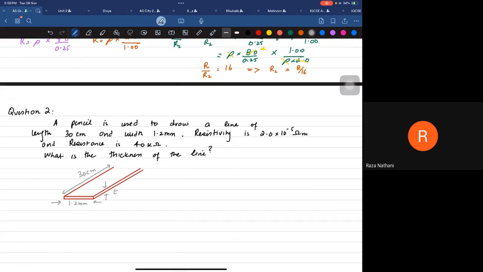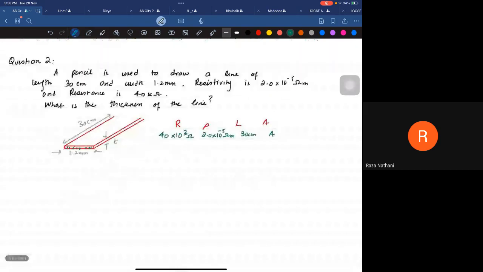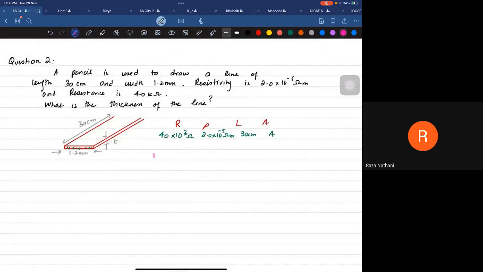Now again, I will try to create the table. So I will put down every value that I have. Resistance is 40,000 ohms. Resistivity is 2.0 times 10 raised to minus 5 ohm meter. Length is 30 centimeter. Area is just A because I don't know what this area is. Okay, I want to find that. Now simply use the equation. Write R equals rho L over A. A will be rho L upon R.